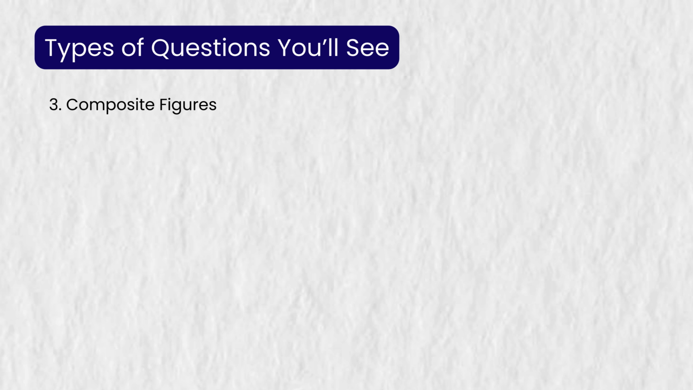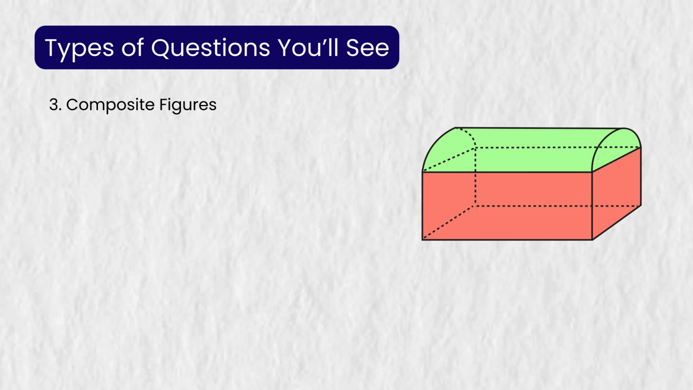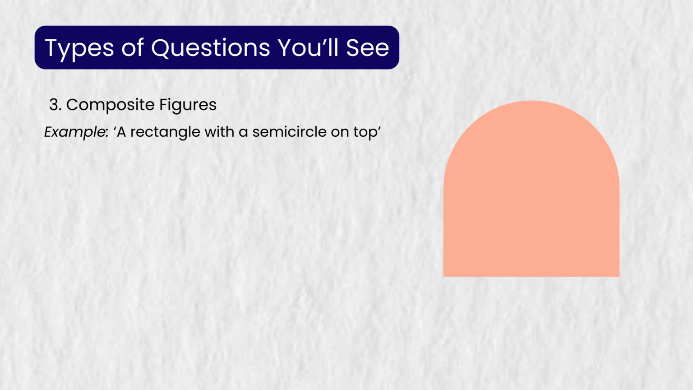You'll also get questions about composite figures, when two or more shapes are combined. Example: a rectangle with a semicircle on top. Break it down. Find the rectangle's area, then add half the circle's area.